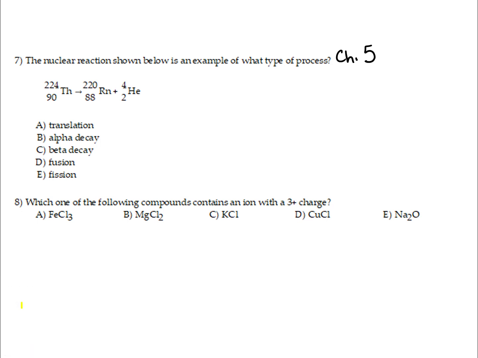To figure out what type of process is being shown, you need to recognize the particles. This is a particle that you should recognize. It is an alpha particle. And when an alpha particle is released, it is called alpha decay.